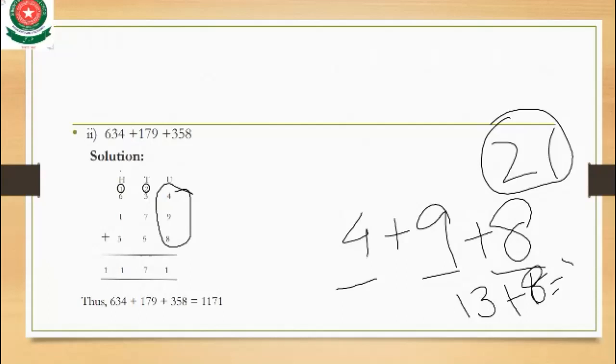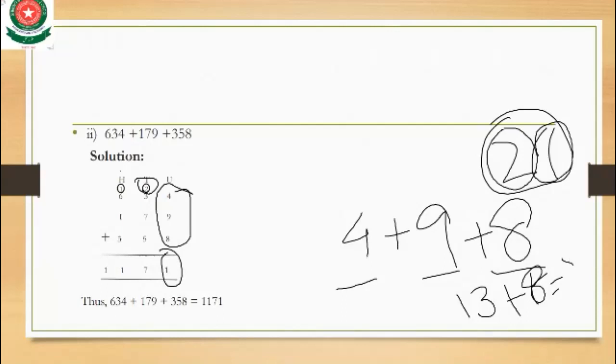How will you write these 21? There are two digits in 21, 1 and 2. So I already told you that the rightmost digit, which is 1, you will write below. And the left digit is 2, so it will go as a carry.